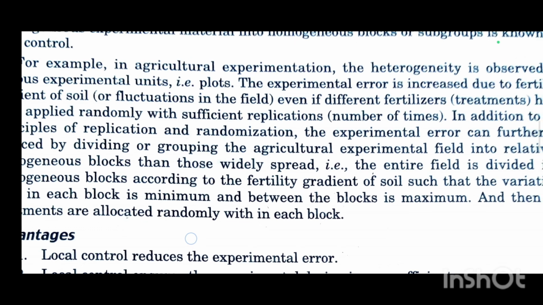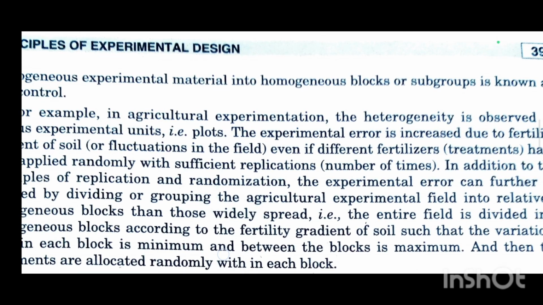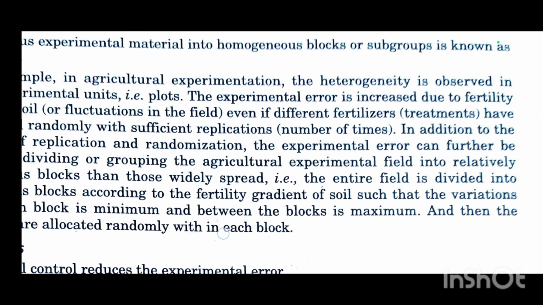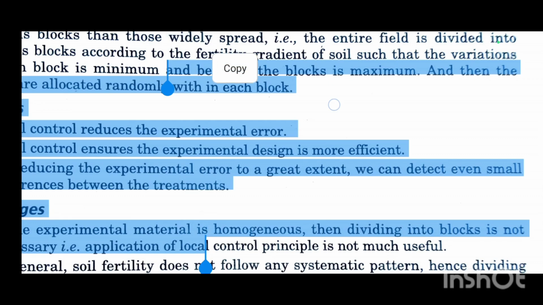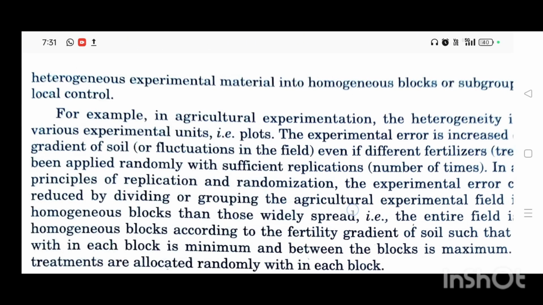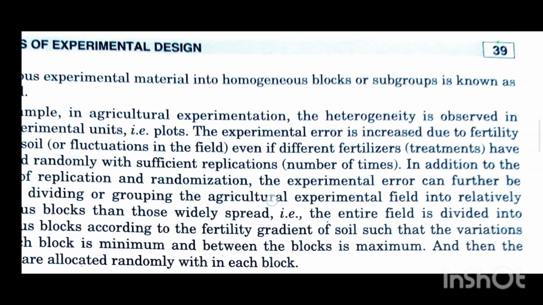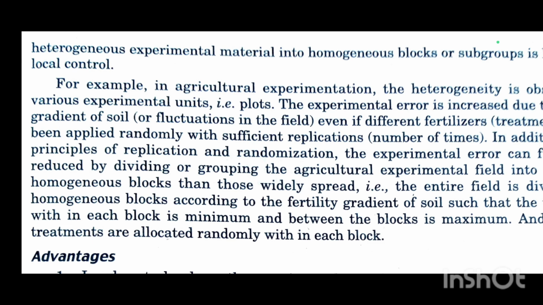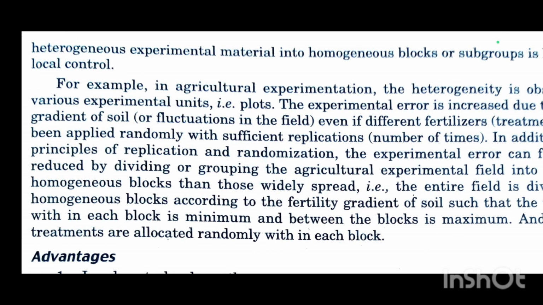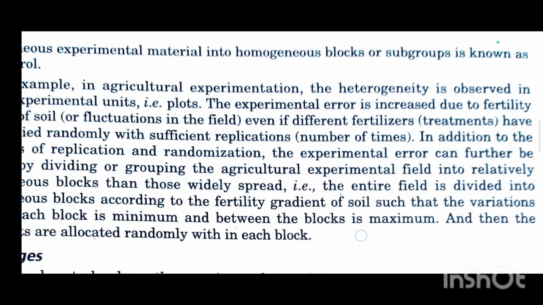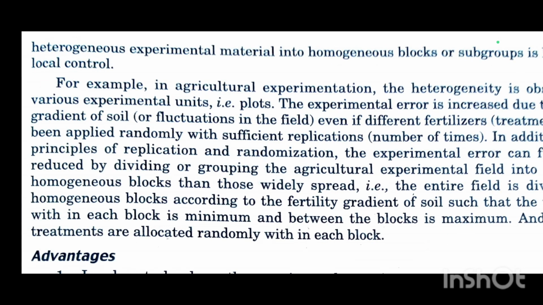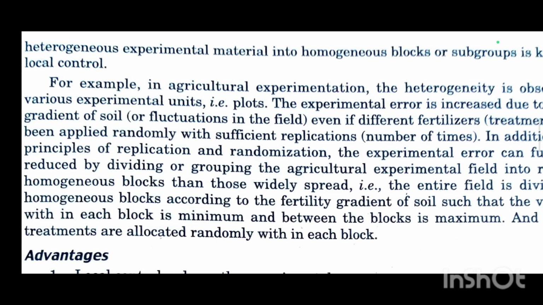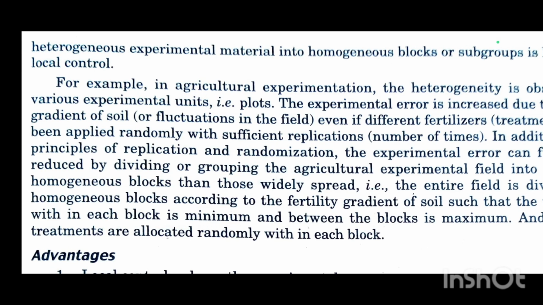For example, in agricultural experimentation, heterogeneity is observed in various experimental units, the plots. That is, the experimental error is increased due to fertility, a gradient of soil, even when different fertilizers have been applied randomly with sufficient replications. In addition to the principles of replication and randomization, the experimental error can be further reduced by dividing the group of agricultural experiments into relatively homogeneous blocks. This is called local control.